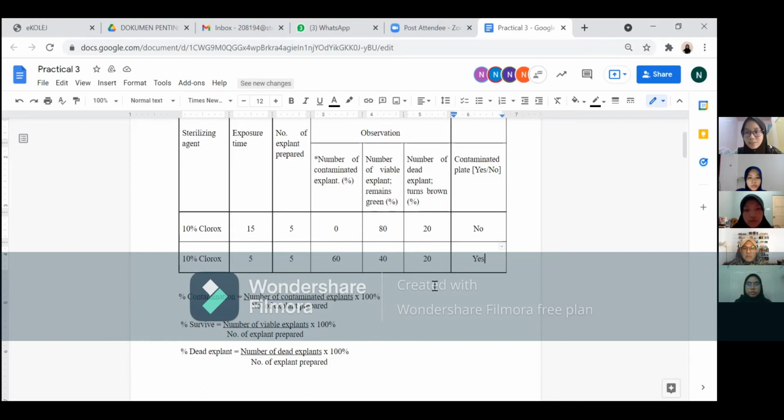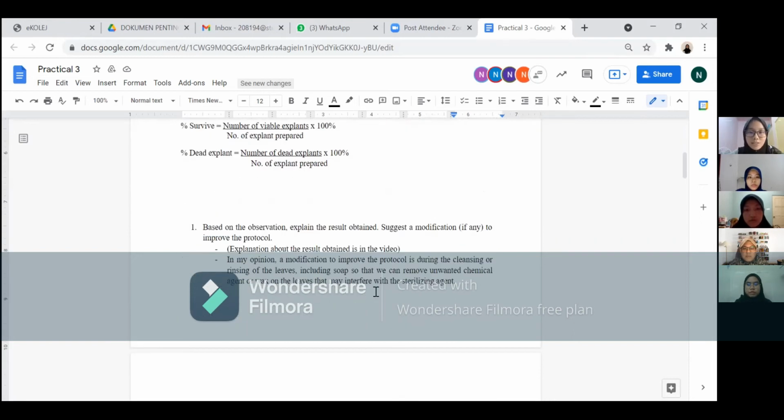Same as the others. So next is suggest a modification, if any, to improve the protocol. There is only one suggestion, which is, in my opinion, during the cleansing or the rinsing of the leaves, I will include soap. We will wash the leaf with soap first so that we can remove the unwanted chemical agent or wax on the leaf. I'm afraid they may interfere with the sterilizing agent. So that's my suggestion for the modification to improve the protocol.